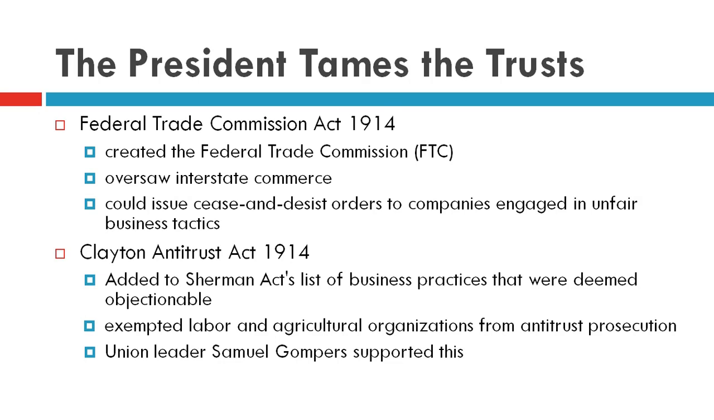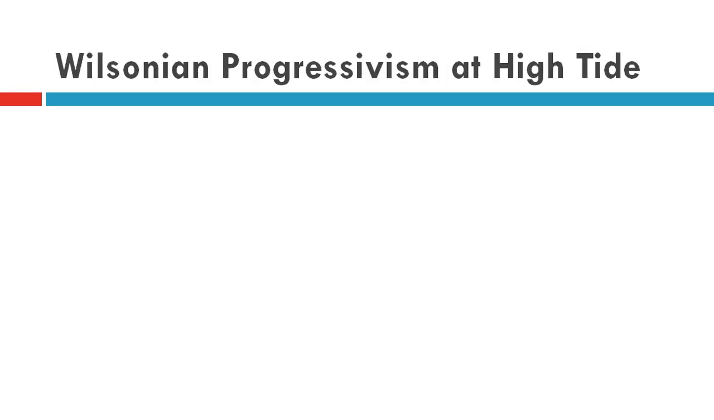And under the Clayton Antitrust Act, the list of business practices that were deemed objectionable was increased. And possibly more importantly, it exempted labor and agricultural organizations from antitrust prosecution, so laborers can't be prosecuted as trusts. And of course, union leaders such as Samuel Gompers were pretty much on board with that. Just a great line in the American Pageant, I wanted to read it to you.